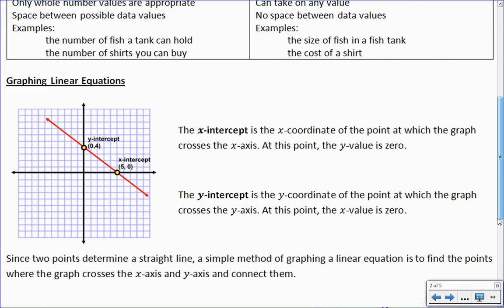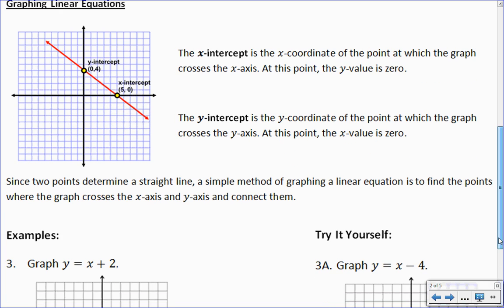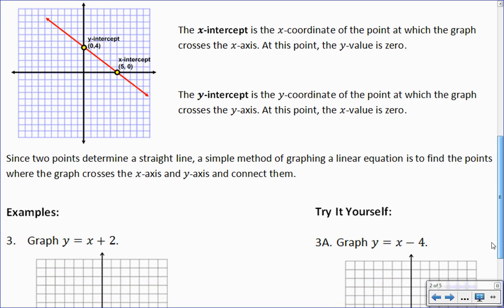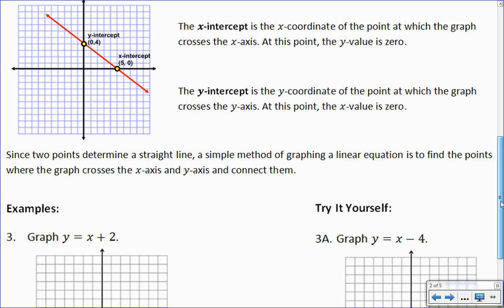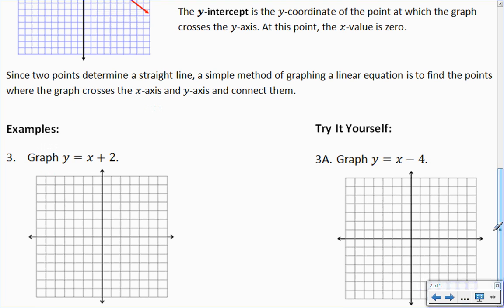It will always have a y value of 0. Similar to that, the y-intercept is the y-coordinate of the point at which the graph crosses the y-axis. And that's this point on this graph, 0, 4. At this point, the x value will always be 0. Since 2 points determine a straight line, a simple method of graphing a linear equation is to find the points where the graph crosses the x-axis and y-axis and connect them. Because substituting 0 for x and y is very, very easy to do, that makes it very, very easy to graph equations this way, because you can easily find those values.